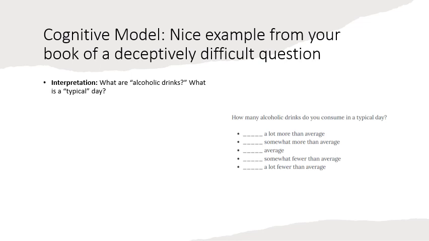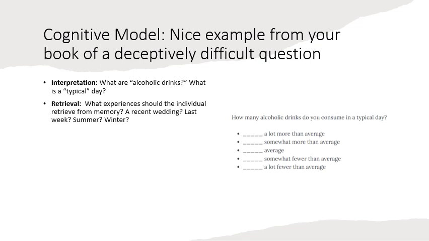So first off, they have to interpret the question. So what is a typical day? And what is an alcoholic drink? You know, there's one of those light hard seltzer type drinks, right? Is that a drink? What about a 2-shot martini? Is that just one drink? And then, of course, what do we mean by a typical day? A weekday, a weekend, summer, winter? So all of those are part of interpretation.